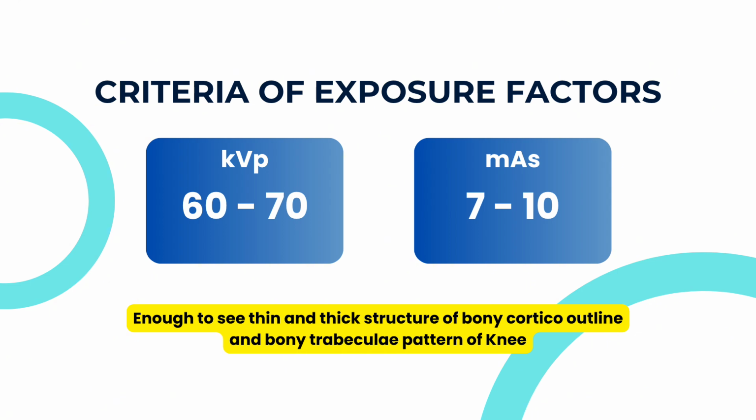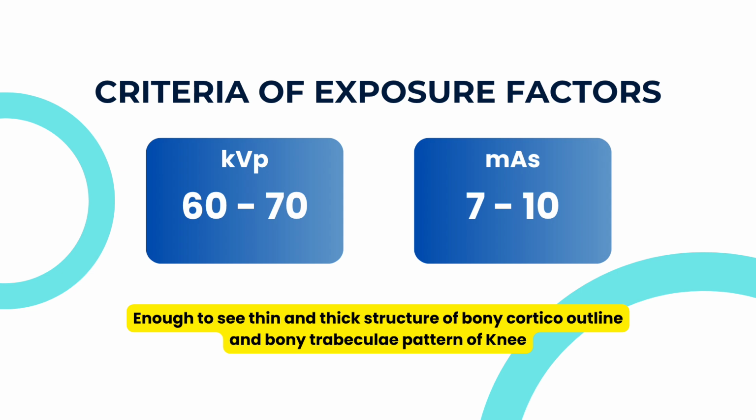You can use the following range for a standard adult AP knee. We can use 60 to 70 kVp and 7 to 10 mAs. These settings are enough to penetrate both thick and thin areas of the knee, providing a good balance between bone cortical outline and trabecular bone pattern.